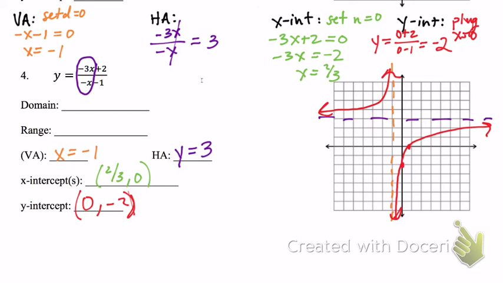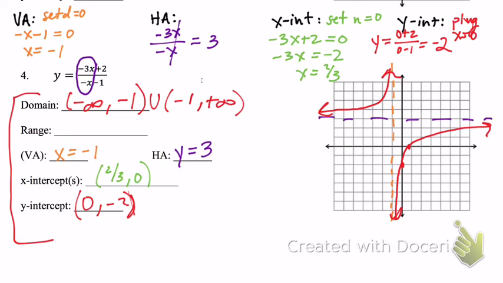Yeah, I'm not going to be too picky about the graph, to be honest. I'm going to be grading mostly these things and then looking to see that you have them in the right places. So my domain, last thing, my domain would be negative infinity. It stops where? At negative 1 at my vertical asymptote. Union, negative 1, positive infinity.